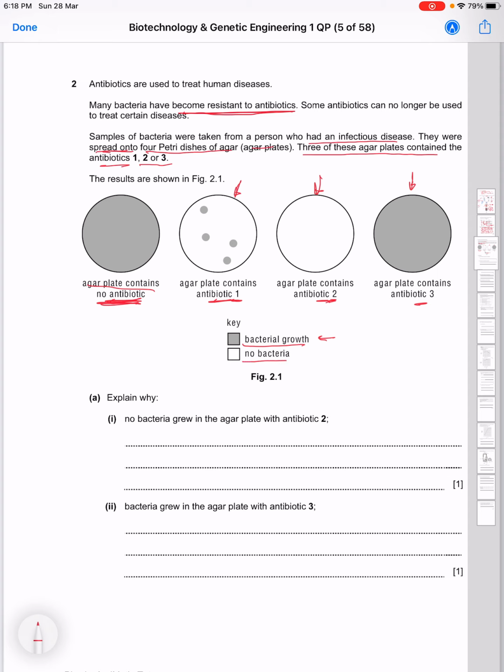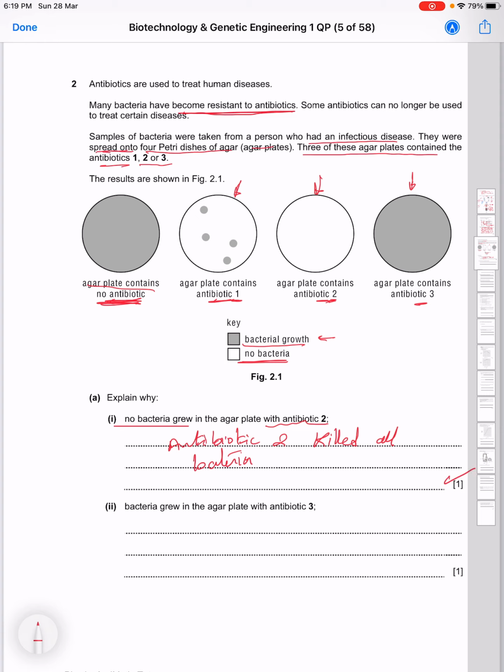And then the other plate, there is no bacteria. Now, no bacteria grew in the agar plate with antibiotic 2. What does that mean? No bacteria grew. What does that mean? That means simply that this antibiotic 2 killed all the bacteria. As simple as that. Yes, antibiotic 2 has killed all the bacteria, as simple as, and I get this mark.